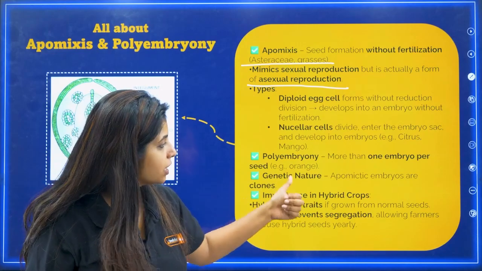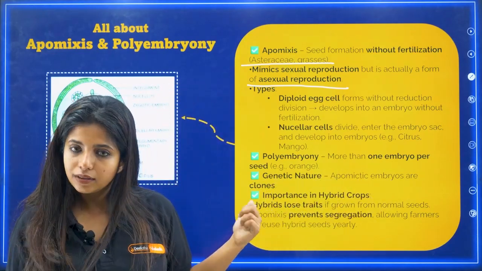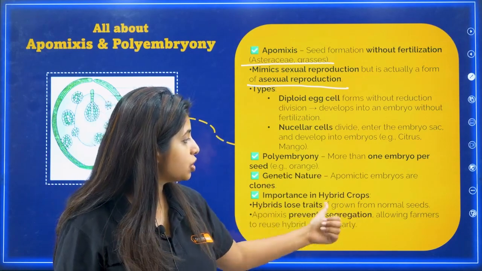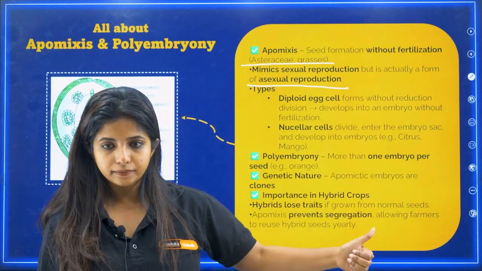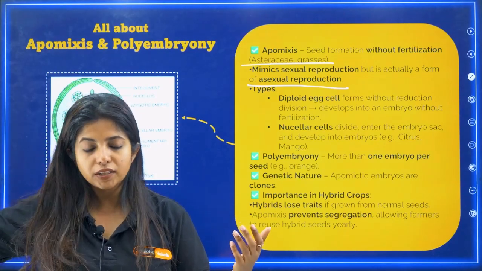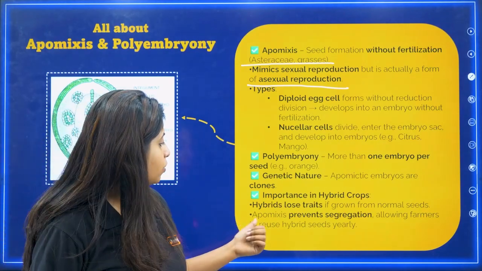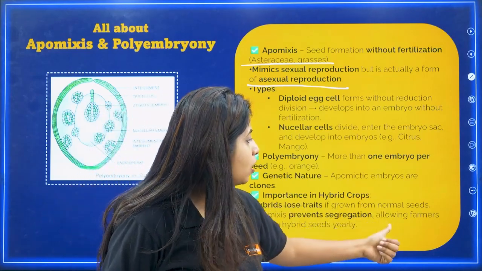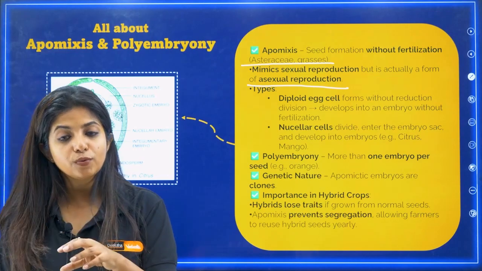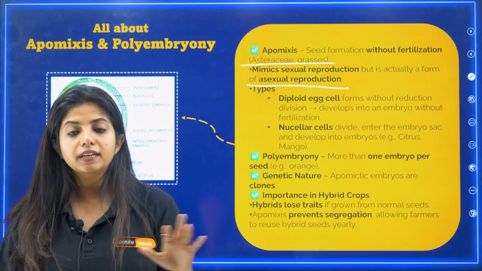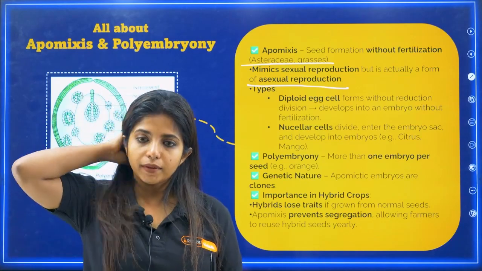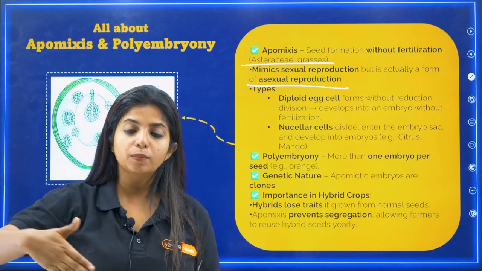Now the genetic nature: apomictic embryos are clones. Yes, I told you, they just look like their parents. Importance in hybrid crops: hybrids lose traits if grown from normal seeds. If they are grown from normal seeds, they are going to lose their trait, or, as I told you, it can fertilize with the other plant. Now, apomixis prevents segregation, allowing farmers to reuse hybrid seeds yearly. So if you are using apomictic seeds, my dear children, it will prevent segregation, as in it won't have different features coming in. The same feature which was there will keep on going.